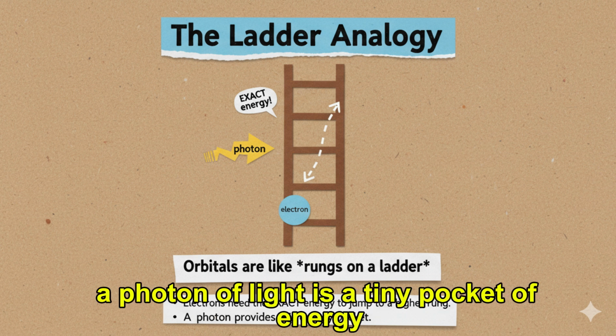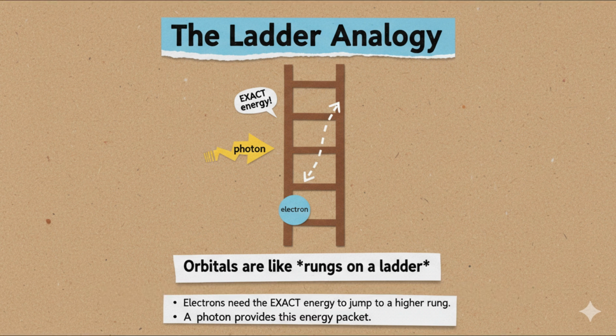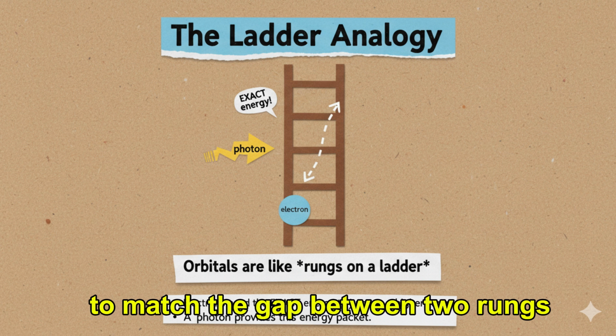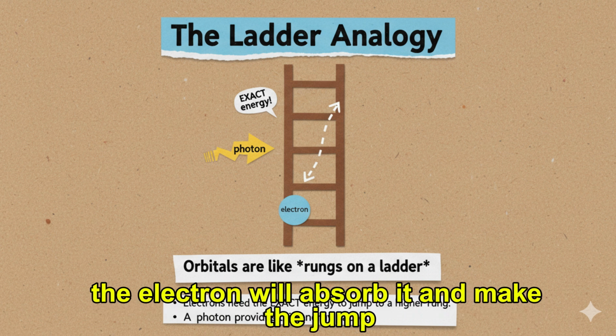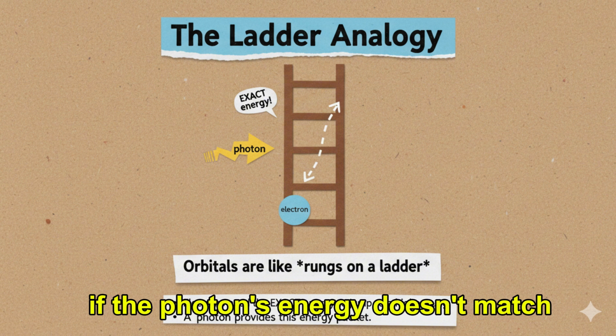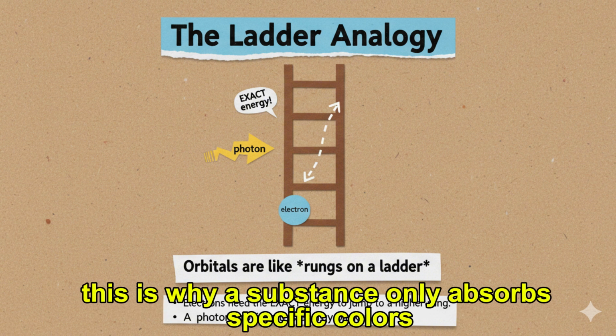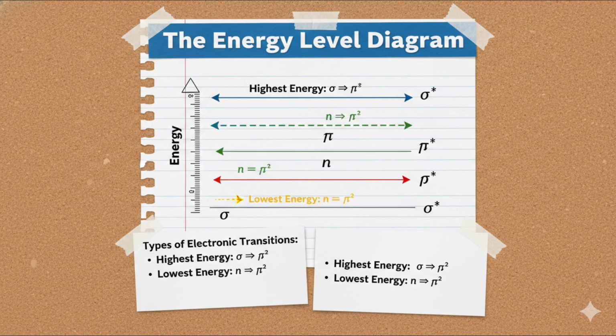A photon of light is a tiny pocket of energy. If a photon comes along with the perfect amount of energy to match the gap between two rungs, the electron will absorb it and make the jump. If the photon's energy doesn't match, it just passes right through. This is why a substance only absorbs specific colors or wavelengths of light.